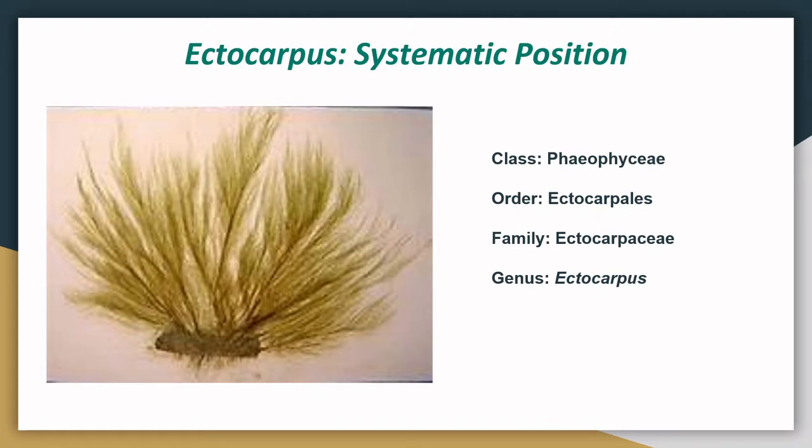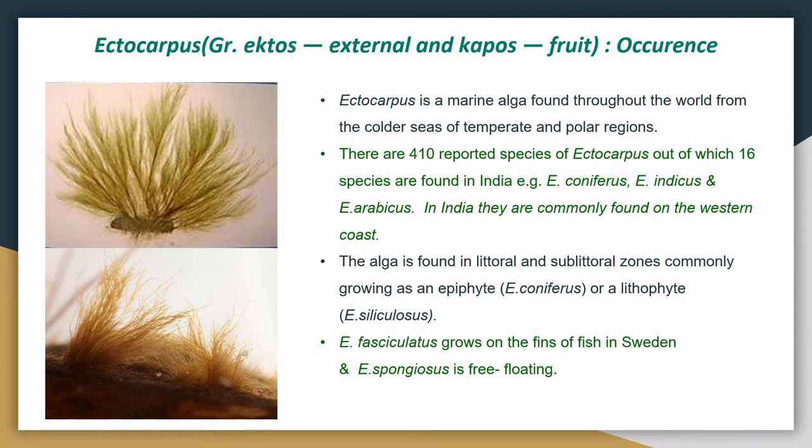Virtual class. In this class, we would be studying one of the brown algae, that is Ectocarpus. Ectocarpus belongs to the class Phaeophyceae, order Ectocarpales, family Ectocarpaceae. Ectocarpus, you see, is a marine alga and is found throughout the world, but it prefers the colder waters and therefore it profusely grows in the colder seas of temperate and polar regions.